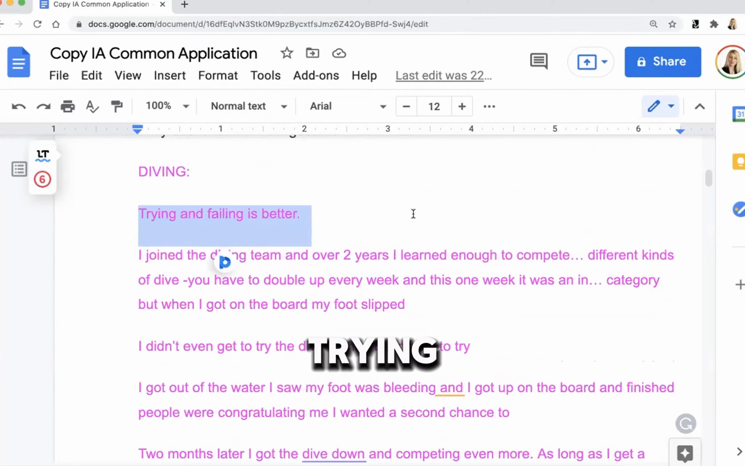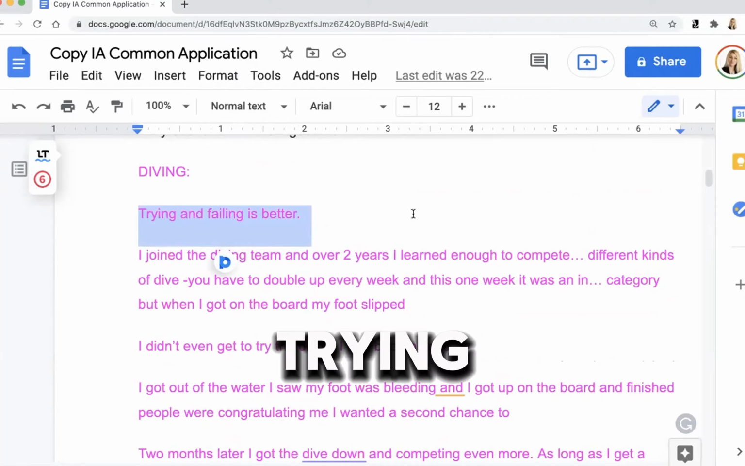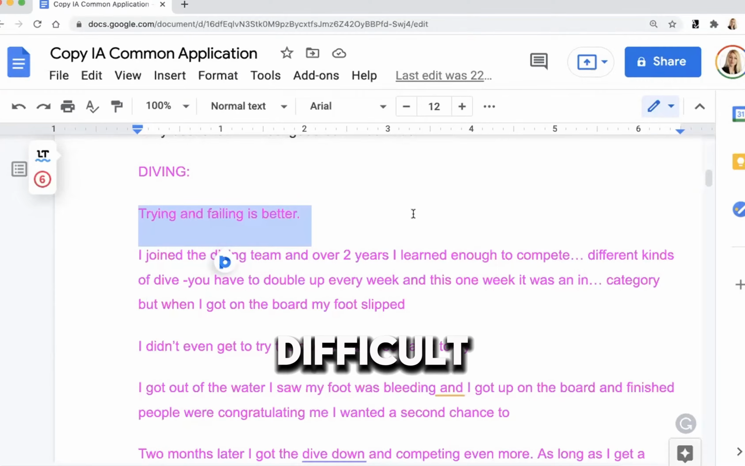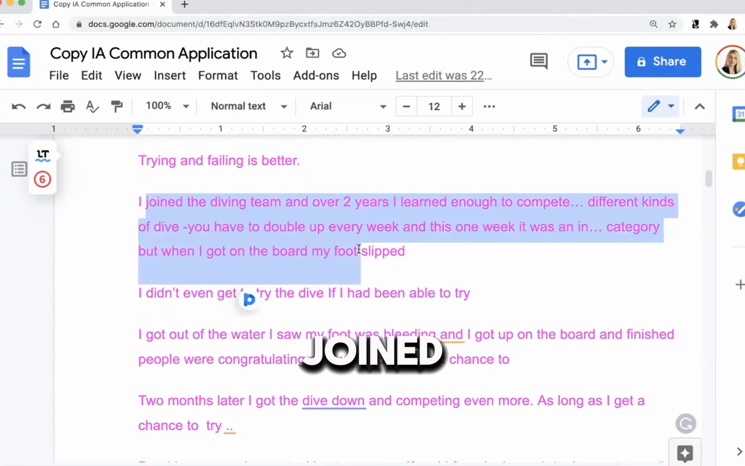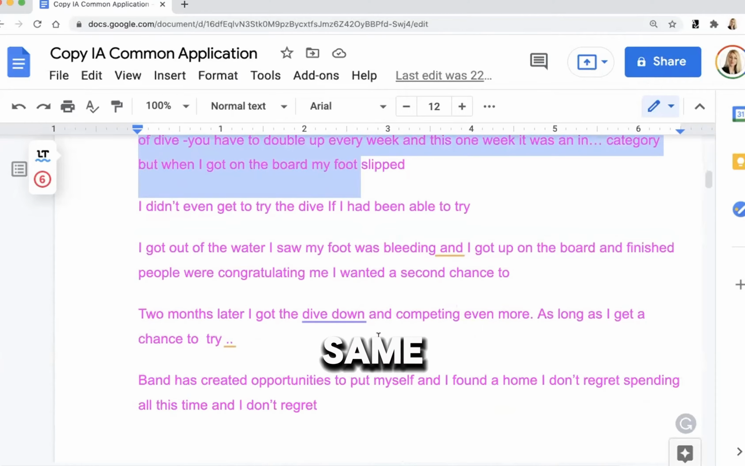So for her, trying and failing was better than not trying at all. And she had an option to opt out from such a difficult routine, but she decided not to. She decided to give it a shot and perhaps embarrass herself or make it. It was really very difficult for her. And then she explained she joined the diving team. Again, the same process repeats.